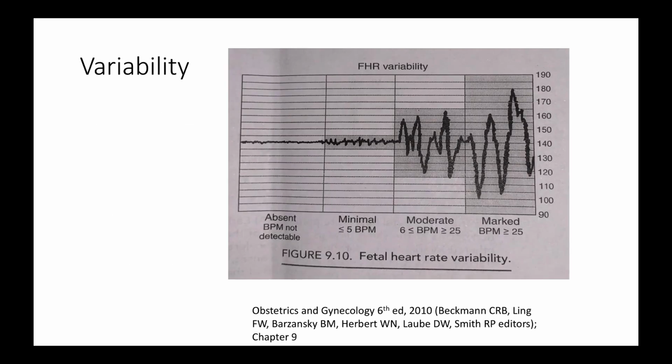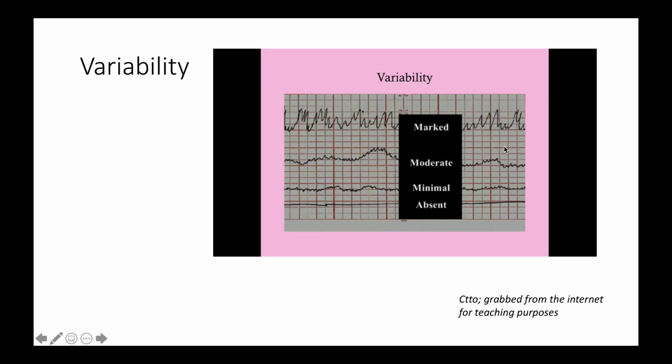And this is a graphic illustration of the 4 types of variability that I already introduced. So this is absent variability. So as you can see, it's almost like a straight line. And this is minimal variability. This is moderate variability. And this is marked variability. Again, this is another representation of the 4 types of variability.